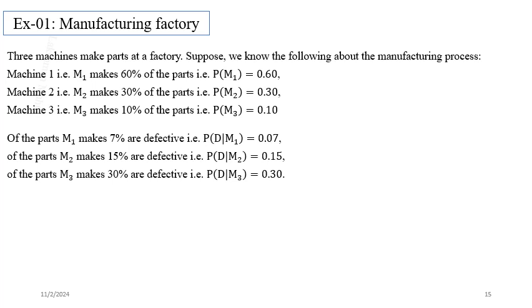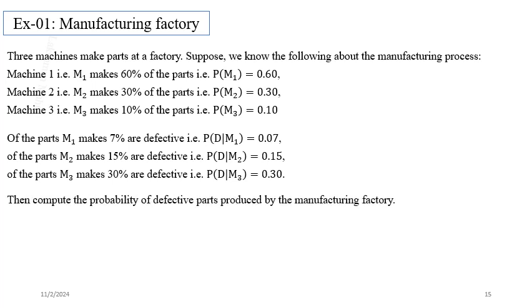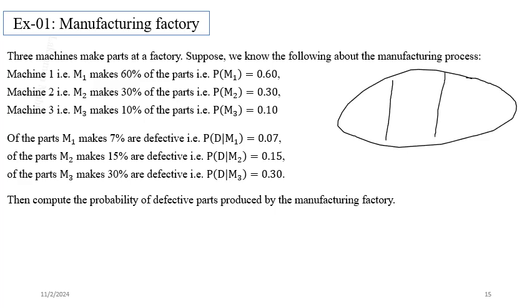So you have been asked to compute the probability of a defective product, defective items. So the sample space, if you talk about this complete event, this one is a factory that the three machines produce. So you divide it into parts. These parts are produced by machine 1, call it M1.